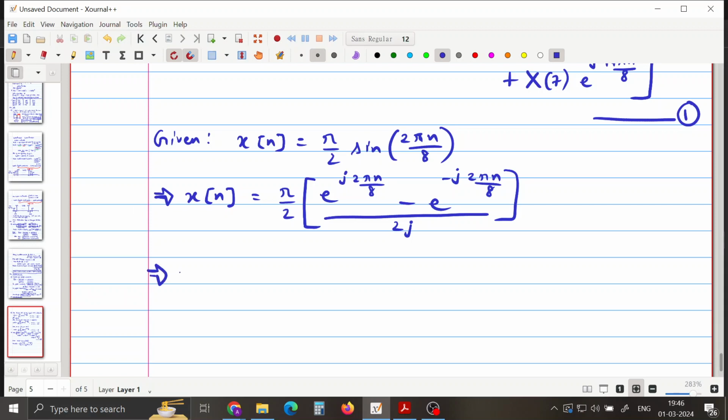Or in other words, you have x of n is pi by 4j e power j 2 pi n by 8 minus pi by 4j e power minus j 2 pi n by 8.